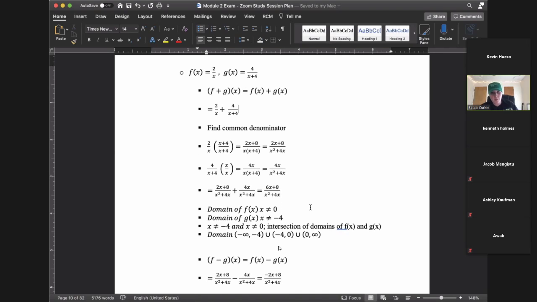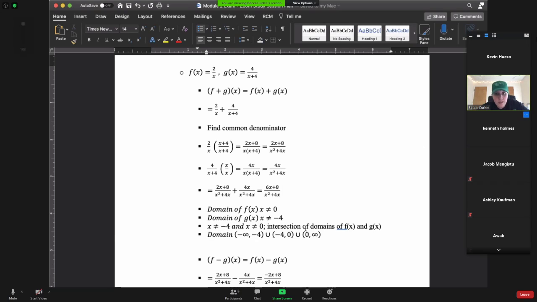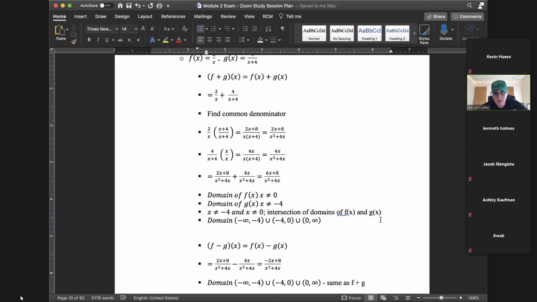So you've got to do the domains separately on these ones. So the domain of f of x is x cannot equal 0 because it's 2 over x. And the domain of g of x is x cannot equal negative 4, because if we have it as negative 4, then the denominator equals 0. So x cannot equal negative 4 and x cannot equal 0. That's the intersection of the domains. That's what they mean by A intersect B. The intersection of the domains of f of x and g of x. So then you get negative infinity to negative 4 union negative 4 comma 0 union 0 comma infinity.